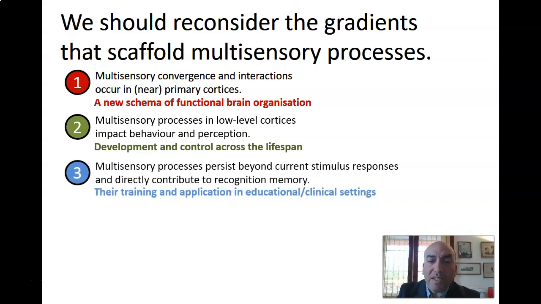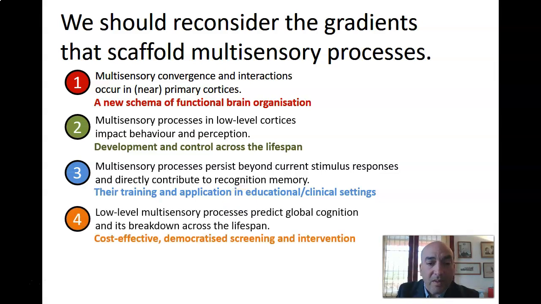Moreover, multisensory processes indeed do persist beyond the current stimulus response and directly contribute to processes such as recognition memory. The question, of course, now remains of how these can be trained, how this can then in turn be applied in educational and clinical settings. Low-level multisensory processes can indeed predict global cognition and its breakdown across the lifespan, whether in school children or in older individuals suffering from mild cognitive impairment. What this suggests is we may be on track for a cost-effective and democratized screening and intervention tool.